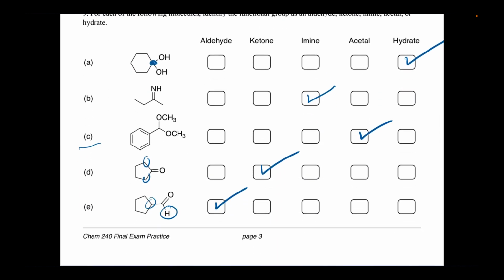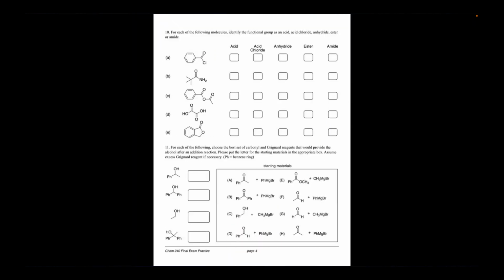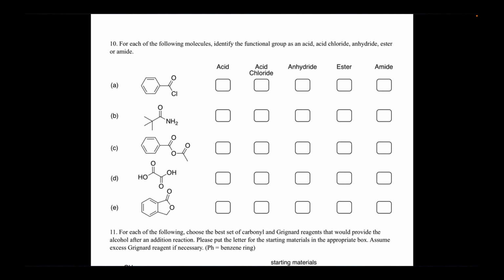Okay, what else did I put on here? Okay, these are carboxylic acid derivatives. Right, so this shouldn't be too difficult. COCl is an acid chloride, right? C double bond O, CN, that's what? An amide.